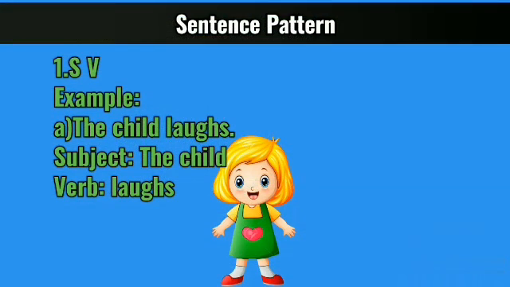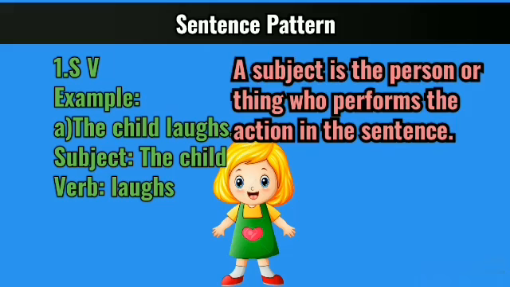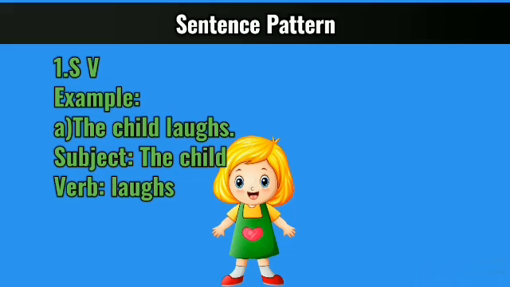First, let's see an example for sentence pattern using subject, verb. Example, the child laughs. Here, the child is the subject, laughs is the verb. What do you mean by subject? A subject is the person or thing who performs the action in the sentence, or about whom the sentence is talking, is called the subject. Here, the child is the performer, so it is called the subject.